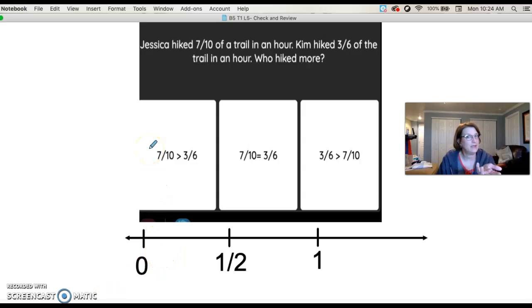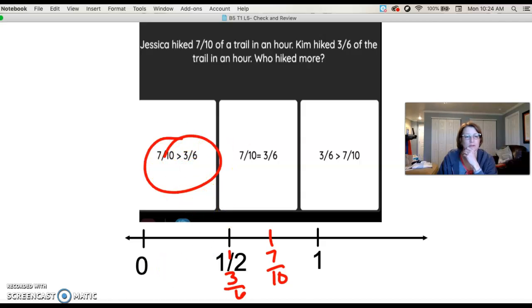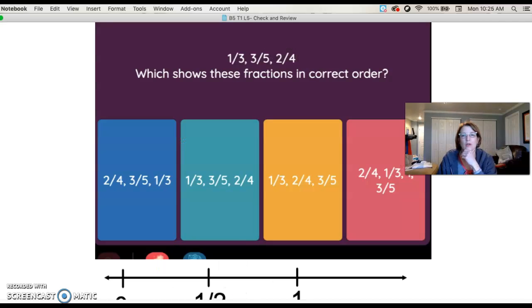Then I made a mistake and they gave me this as a bonus one. Oh, I guess it gives me a chance to go back and check it. 3/6 is exactly half. 7/10 is more. So 7/10 has to be greater than 3/6. All right, let's try the next one.